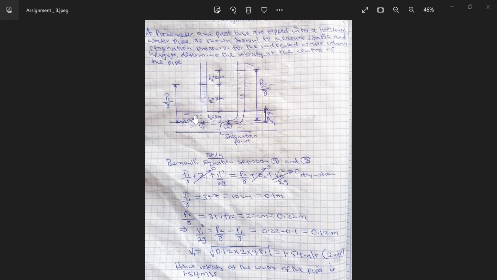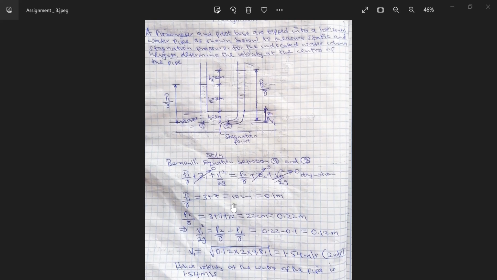Now, we shall apply the Bernoulli equation between point 1 and point 2. And we know the Bernoulli equation says that P1 over gamma, meaning pressure head at point 1, plus Z1, meaning elevation at point 1, plus V1 squared over 2g, meaning velocity head at point 1, is equivalent to pressure head 2, which is P2 over gamma, plus elevation 2, which is Z2, plus velocity head at point 2, which is V2 squared over 2g.